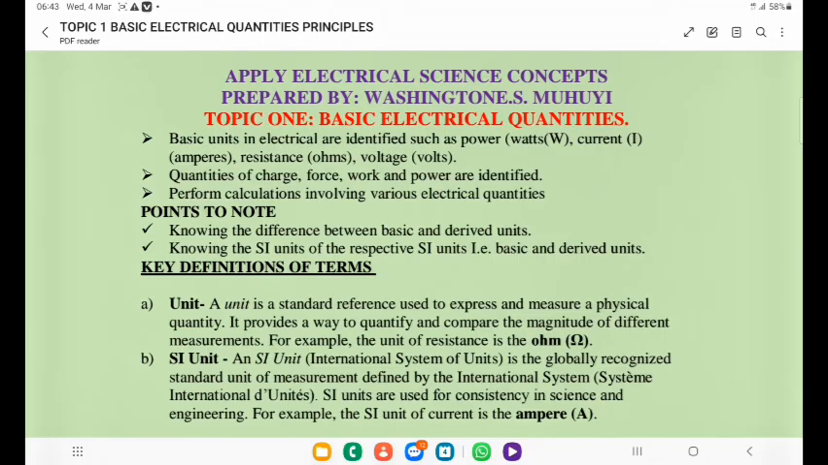So I shall do the first segment, which is introducing the basic electrical quantities and the calculations. And in the next tutorial, I shall cover the electrical laws.